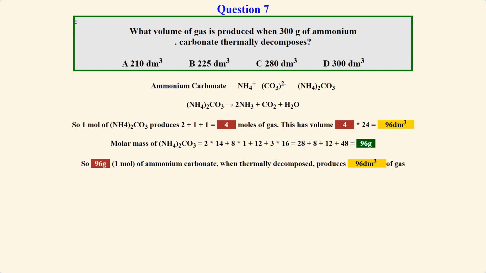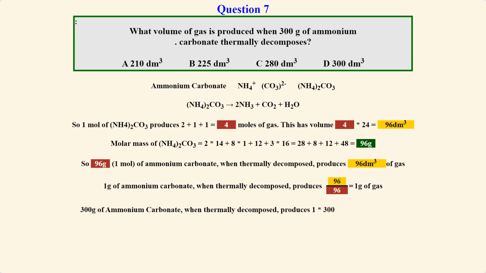So that means if we heat up 1 mole, in other words 96 grams of ammonium carbonate, when it decomposes, we get a total of 96 cubic decimeters of gas. So if we divide everything by 96 to get 1 gram, then we have to do the same on the right, and that's going to produce 96 over 96, 1 cubic decimeter of gas. But we've got 300 grams, so multiply up by 300, do the same on the right, and we're going to get 300 cubic decimeters of gas, which is answer D there.